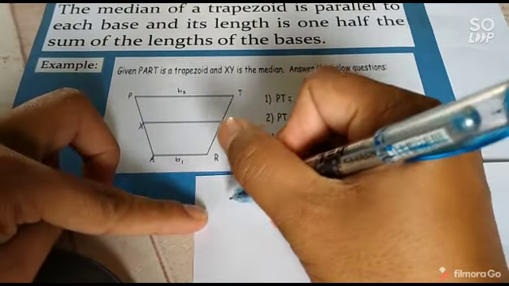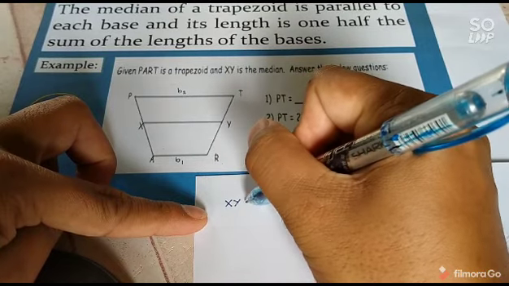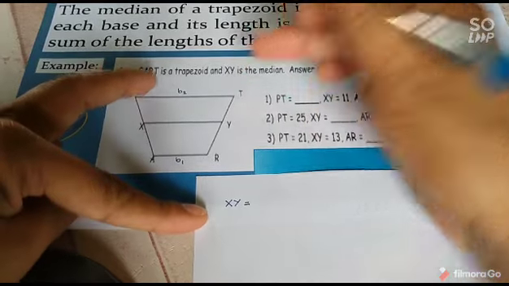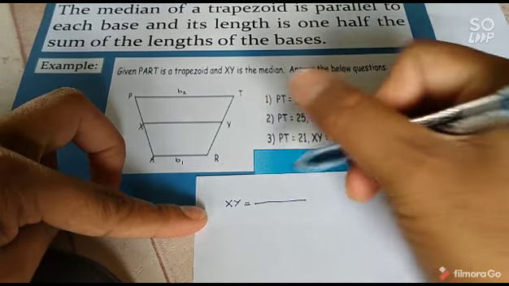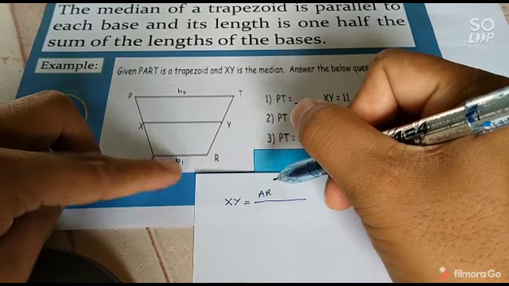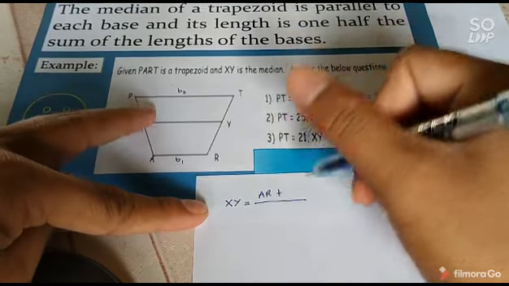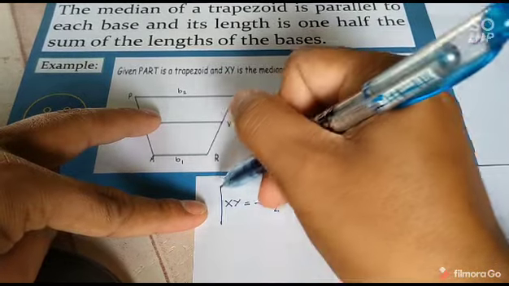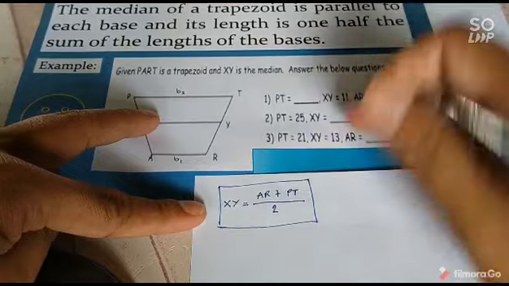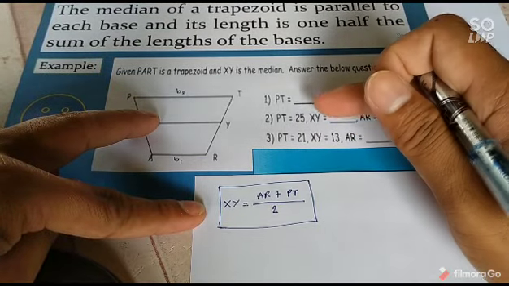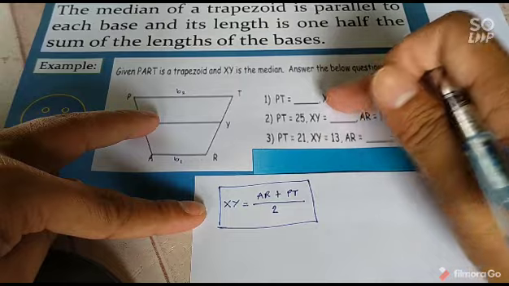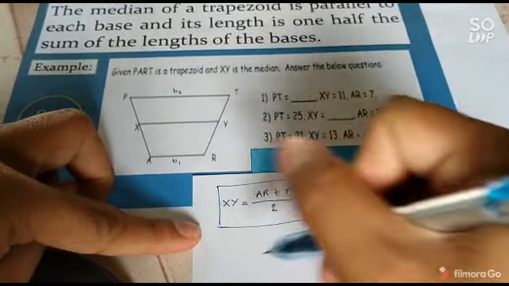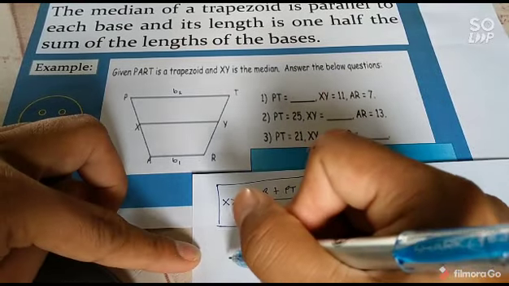So our median here is XY. So 1/2 of the sum of base 1 and base 2. So you have there segment AR as our base 1 plus our base 2 would be segment PT, all over 2. So this would be the formula that we're going to use as we solve the unknown here. All right. So let's continue. So for number 1, let's just simply substitute. Segment XY is 11.